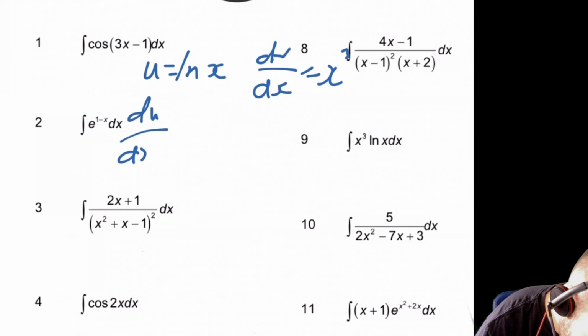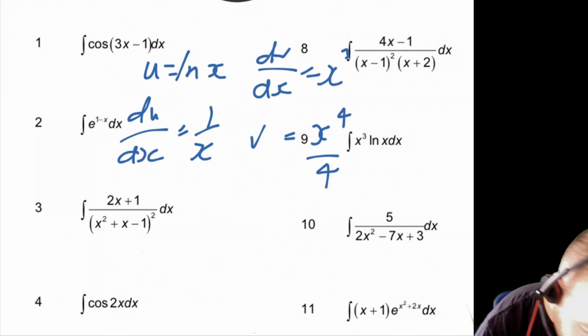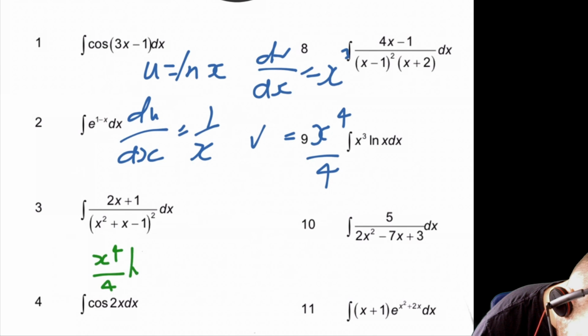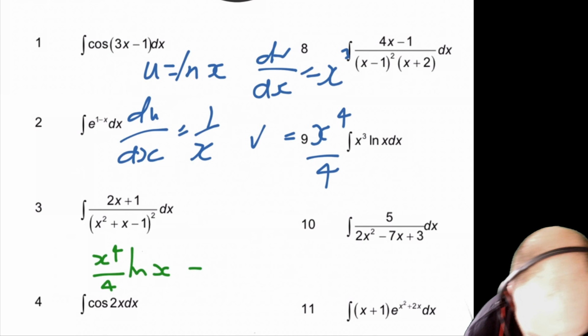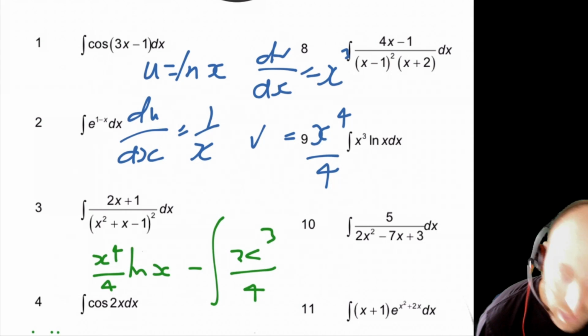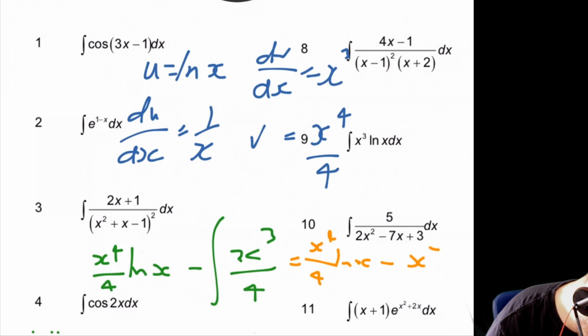So du dx is 1 over x, v is x to the 4 over 4. Put it all together, so I'm going to get uv, x to the 4 over 4 ln x, minus v du dx, which is going to be x cubed over 4. Integrate that, we're going to get x to the 4 over 4 ln x minus x to the 4 over 16 plus c.